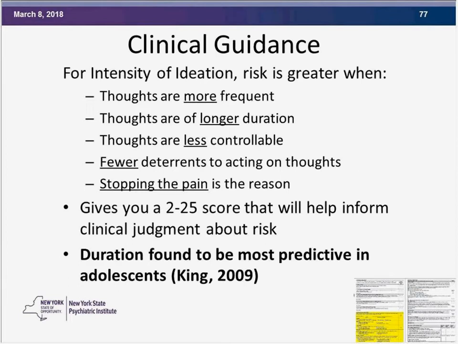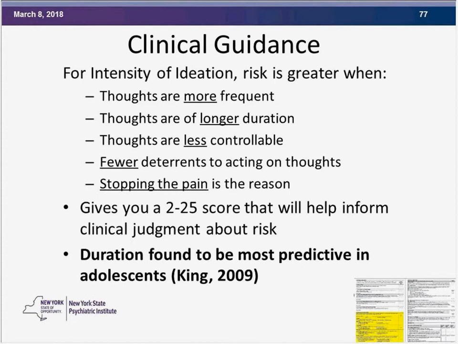And so for intensity, obviously, if thoughts are more frequent, if they're longer in duration, if they're harder to control, if there are fewer deterrents, and if it's to stop pain, then you would worry more about someone. Now, you can add up the multiple choice answers in this section of 5 questions, and you'll get something between 2 and 25 for a score. But we don't have a cutoff in this section. There's no connection between the answers and imminent risk. So it can just give you some additional information to help inform your clinical judgment.